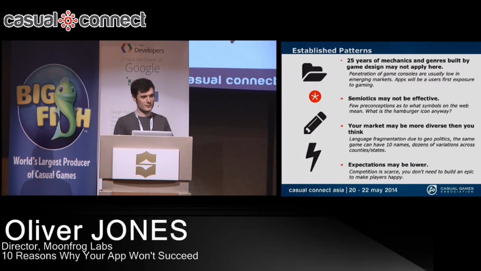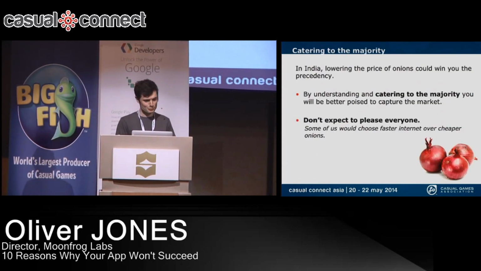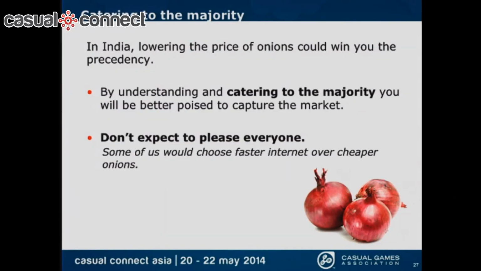And of course, if you're catering to an emerging market, nobody's probably catered to them before. They're just happy you're there. You don't have to make a triple A, well, double A, whatever, quality game in order to satisfy them. You can actually get stuff out quite faster and have them be satisfied. So, yeah, in India, you can lower the price of onions and become president.